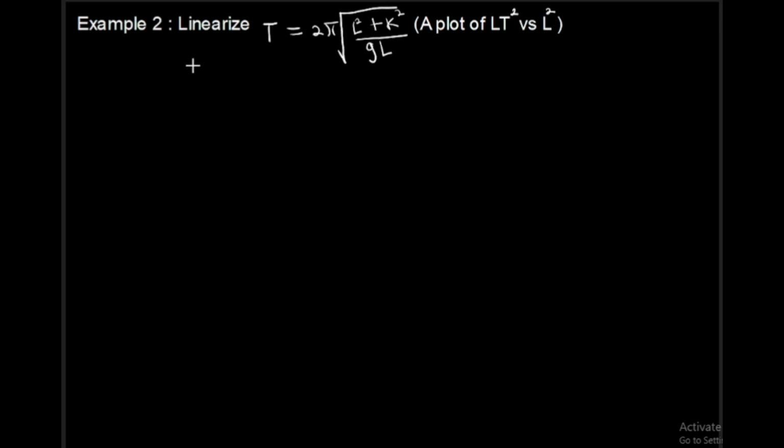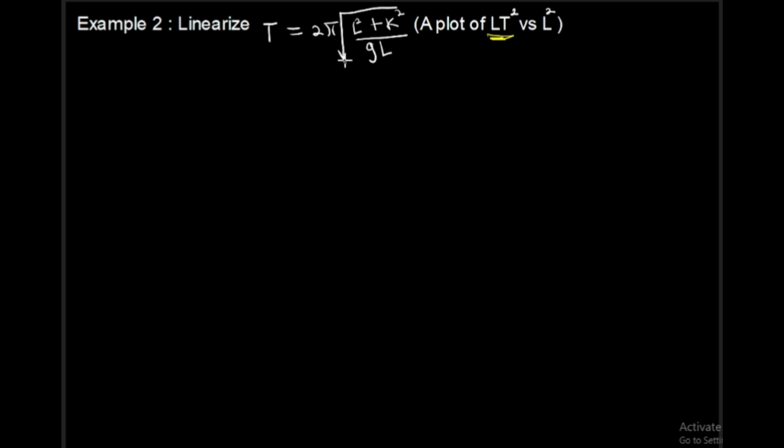Now example 2 says linearize T equals 2 pi root L squared plus k squared over gL. Again, they gave you a plot of LT squared versus L squared. Linearizing an equation simply means make the vertical component the subject of the formula. Our vertical component here is LT squared, which is the first component. The second one will be your horizontal. First is always the vertical, the second is the horizontal. So we need to make LT squared the subject of the formula.